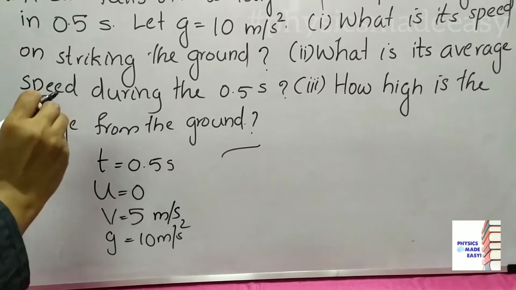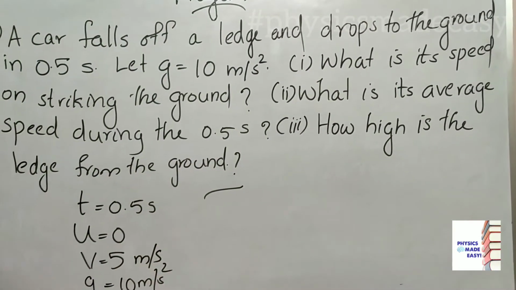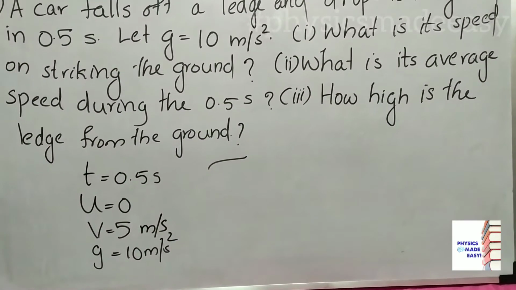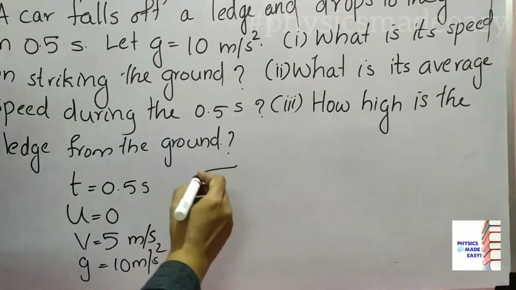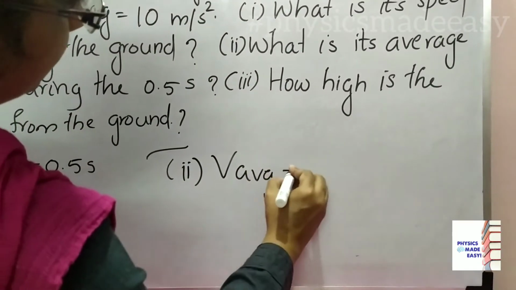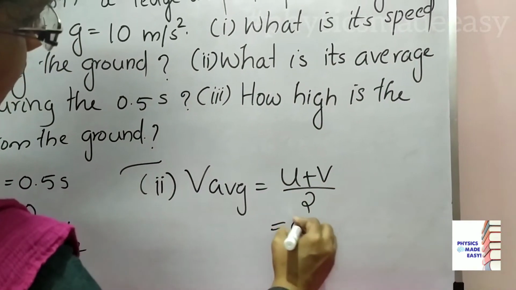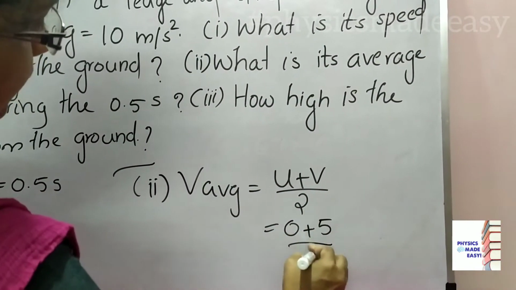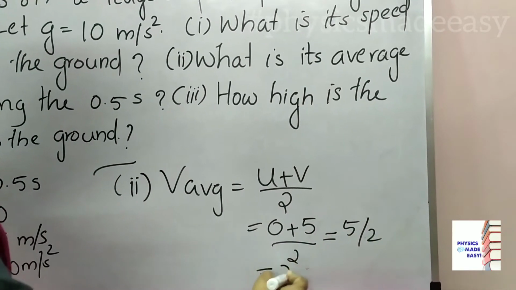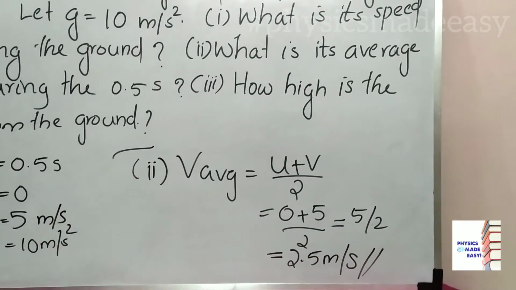What is its average speed during the 0.5 second? Here we are considering uniform acceleration. That's why the average speed is equal to V average is equal to U plus V divided by 2. U is 0, V is 5, so 5 divided by 2, that is equal to 2.5 meter per second.